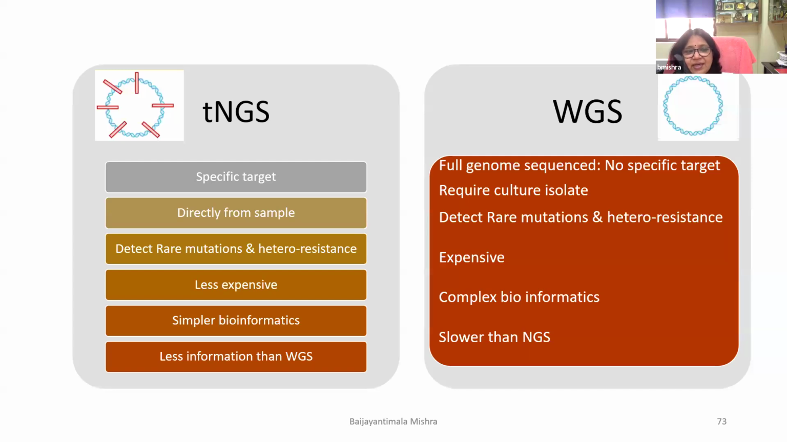Target NGS can be done directly from a sample or from a culture isolate, whereas WGS requires a culture isolate. Target NGS and WGS both can detect rare mutations and heteroresistance. That's a very good aspect of this sequencing system, be it target or whole genome, because as we are moving towards elimination, we need to actually detect rare mutations and pick up even the single resistance cases. And this is where sequencing plays a very big role.